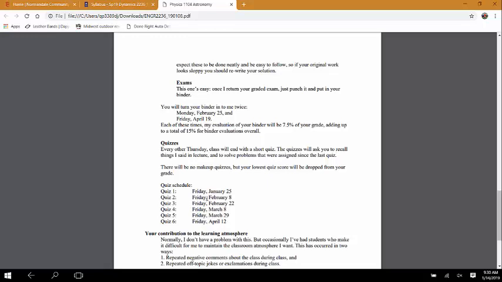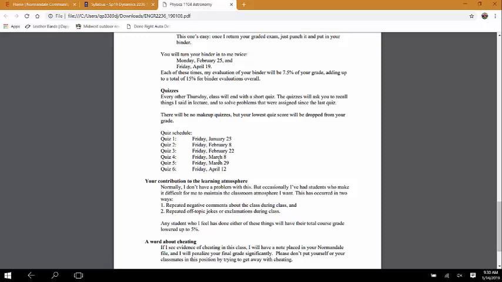And then that gives the quiz schedule. Again, if you can't make it to any of those, let me know ahead of time and we can probably work something out. There'll be 6 quizzes. The lowest one of those will be dropped. So your quiz score is going to be based on 5 quiz scores. That means since it's 15% of your grade, each one of these quizzes is worth 3%.